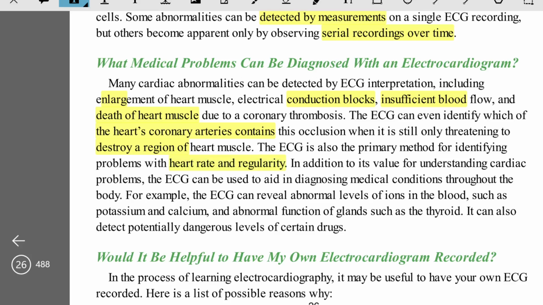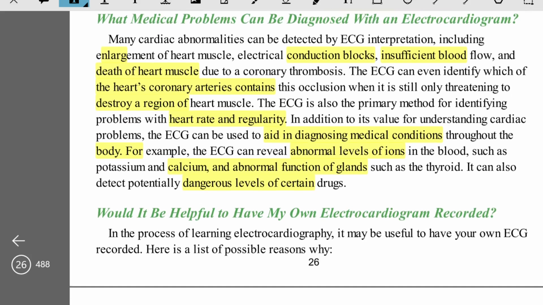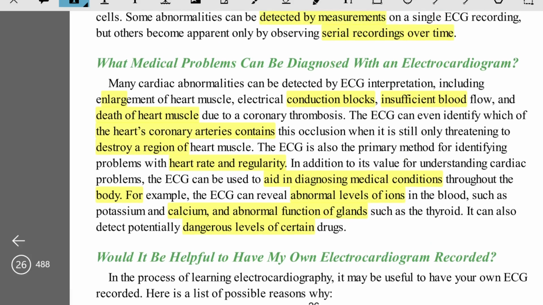In addition to its value for understanding cardiac problems, the ECG can be used to aid in diagnosing medical conditions throughout the body. For example, the ECG can reveal abnormal levels of ions in the blood, such as potassium and calcium, and also abnormal functions of glands, such as the thyroid. It can also detect potentially dangerous levels of certain drugs too. So isn't it amazing to see all these things with just a paper recorded by electrodes, right?